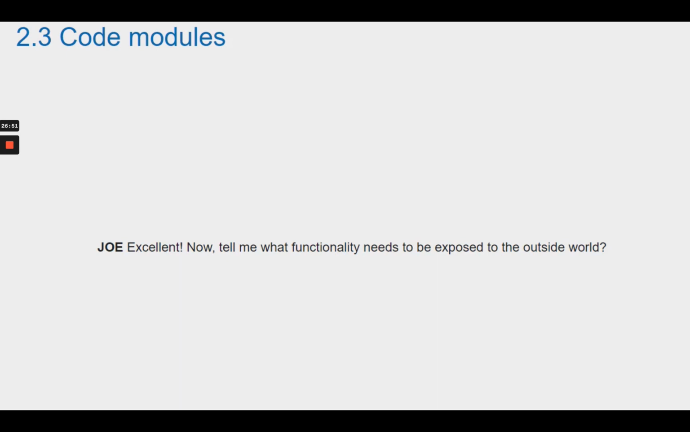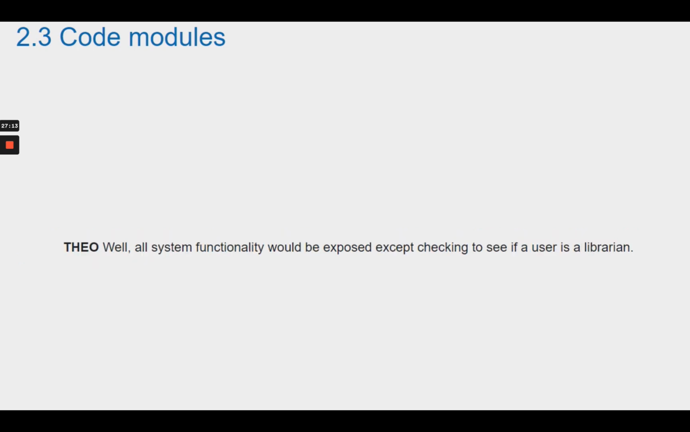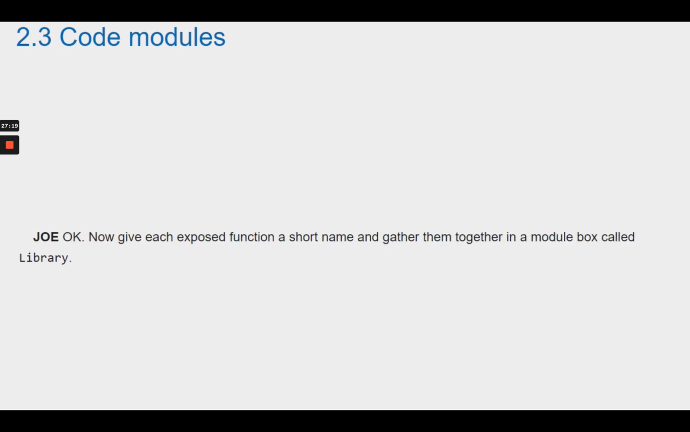Joe, excellent. Now, tell me what functionality needs to be exposed to the outside world. Theo, what do you mean by exposed to the outside world? Joe, imagine that the library management system exposes an API over HTTP. What functionality would be exposed by the HTTP endpoints? Theo, well, all system functionality would be exposed, except checking to see if a user is a librarian.